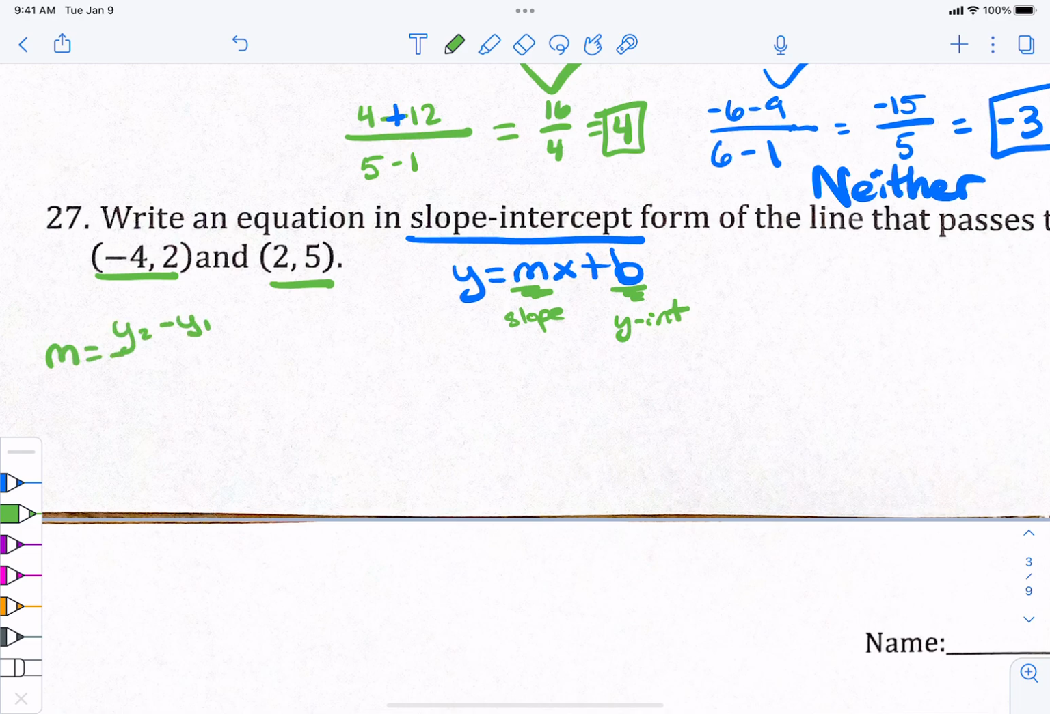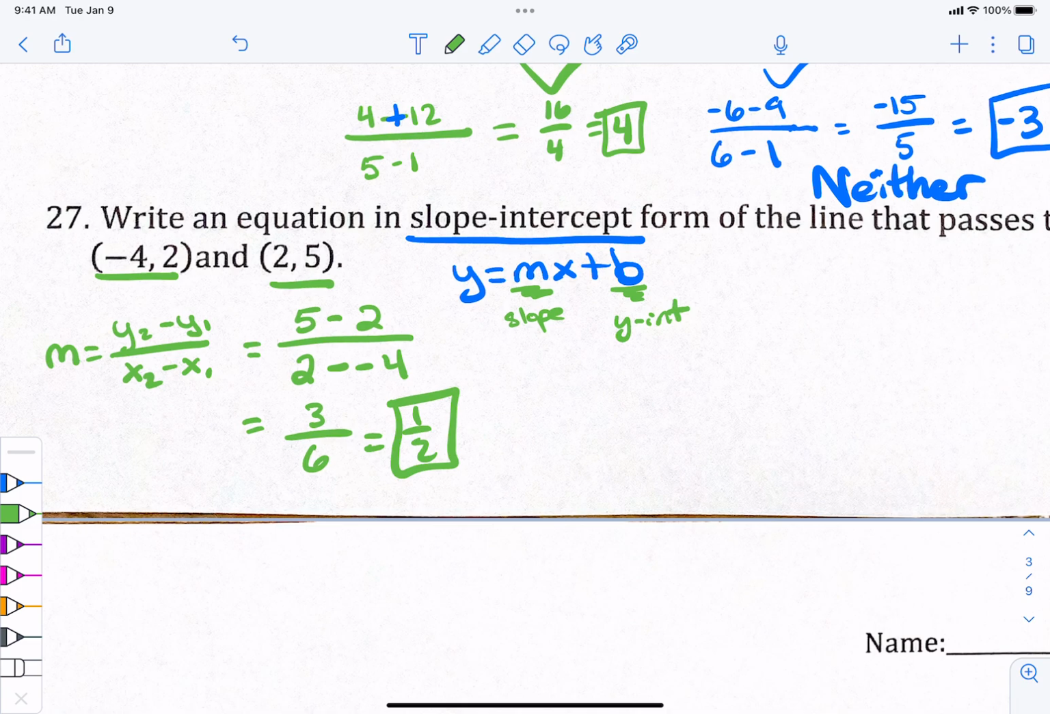y2 minus y1 over x2 minus x1. If you don't want to write this formula down again, you don't have to. What's your second y? 5 minus 2 equals 3, over 2 minus a negative 4, which is 2 plus 4. So your slope is 3 over 6, or 1/2.